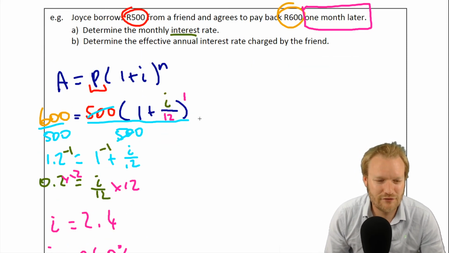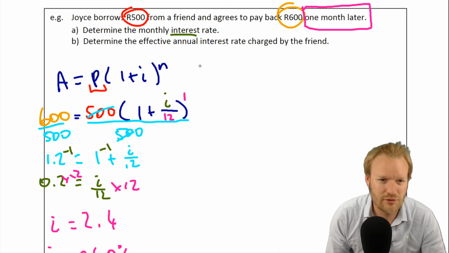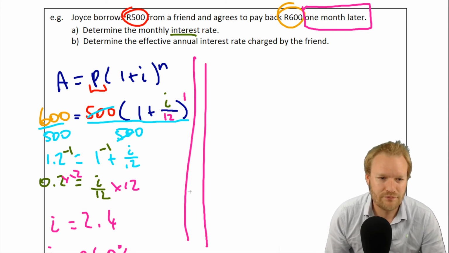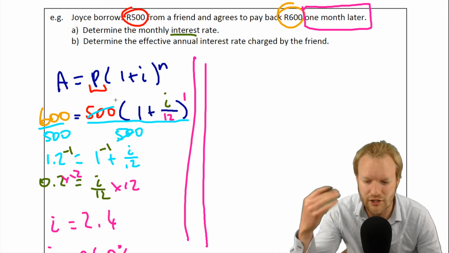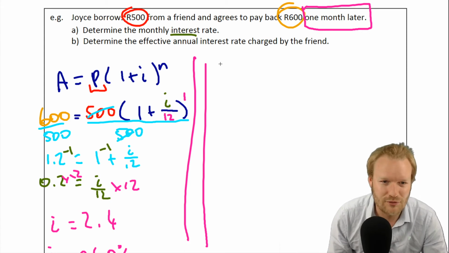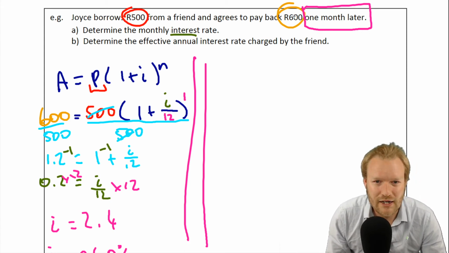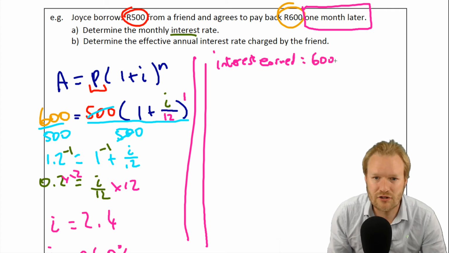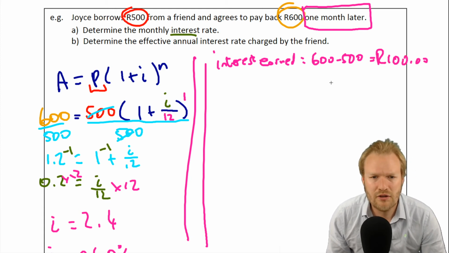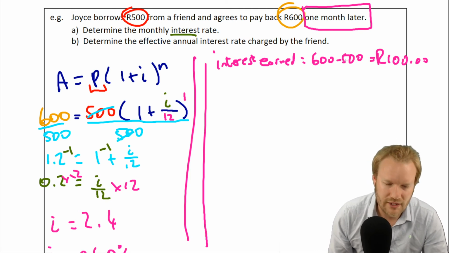Determine the effective... Okay, so the other way of doing this, and I think it is worthwhile looking at, is definitely a shorter way, but this first method just fits in with what we've been doing and know how to do. In the second method, we just say, well, how much interest was earned? So interest earned in that month was 600 minus 500 gives us 100 Rand. So that's how much was earned in 1 month.